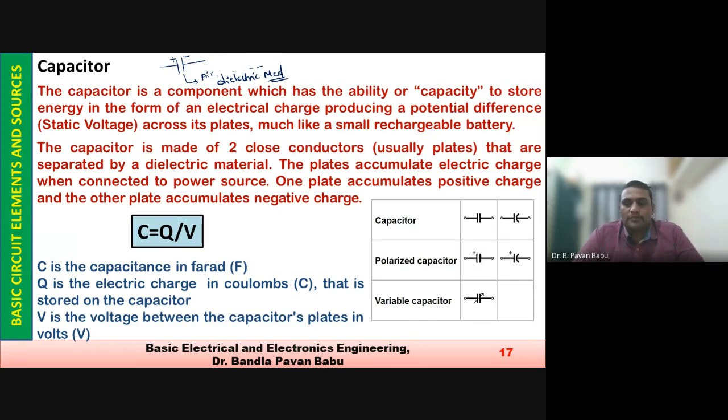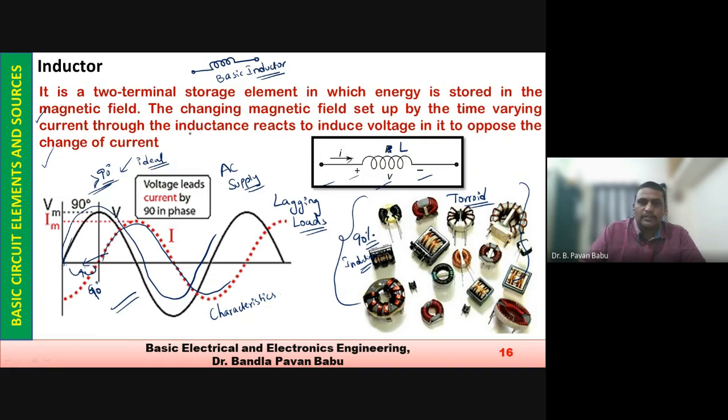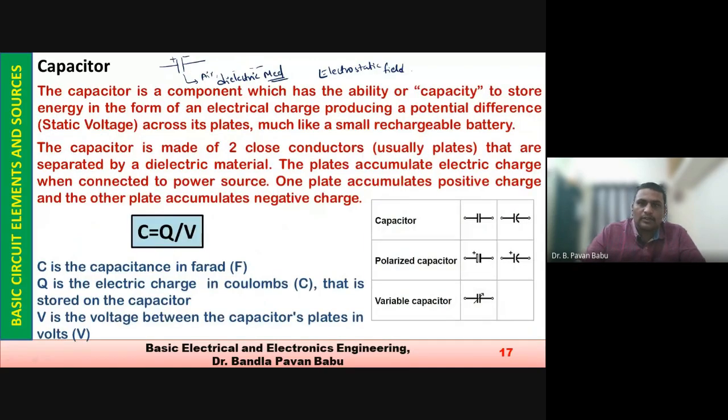And what is the property of the capacitor? It stores energy in the form of an electrostatic field. I just forgot to highlight the important thing here: the inductor stores energy in the form of an electromagnetic field. That is a very important thing. I'll write it once again: the inductor stores the energy in the form of an electromagnetic field, and the capacitor in the form of an electrostatic field. You can go through the points.